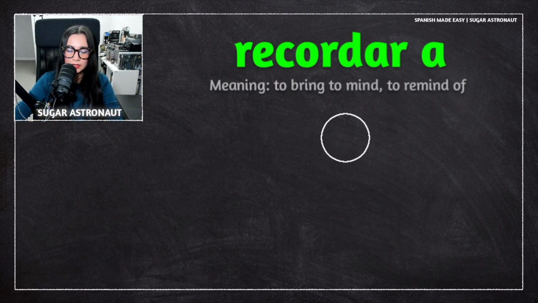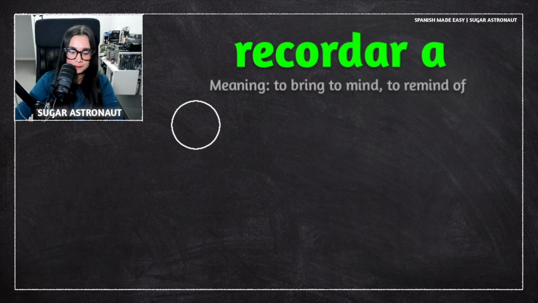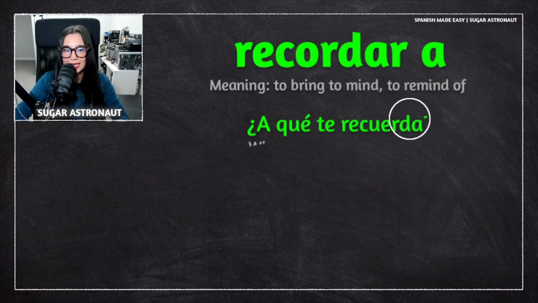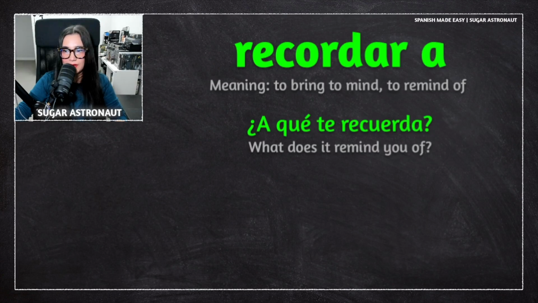Okay, so let's look at some examples using recordar a. The a is important to use in this situation. ¿A qué te recuerda? This means, what does it remind you of? Where is a? A is at the beginning, because it's a question. We have recuerda here, that's the verb recordar, for the personal pronoun you. You're asking this to one person. ¿A qué te recuerda? So this is remind you of, by the way.